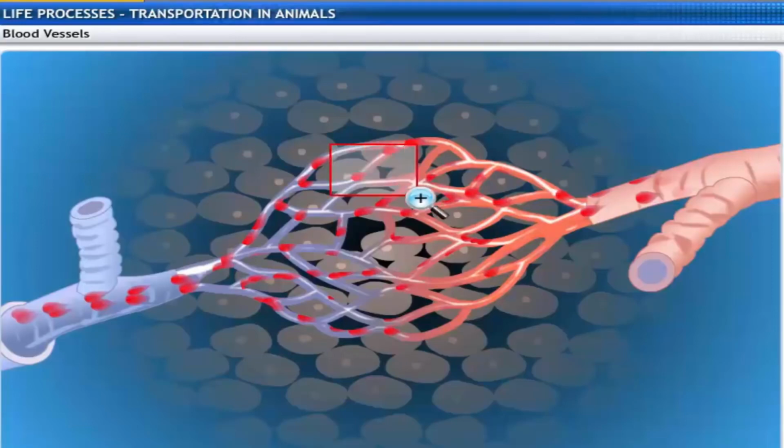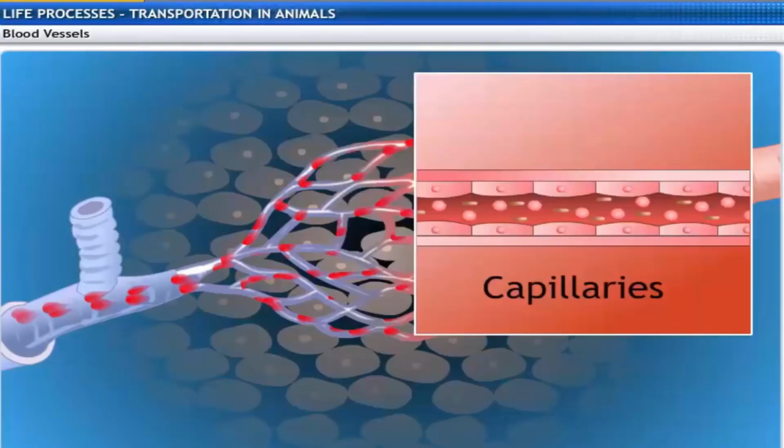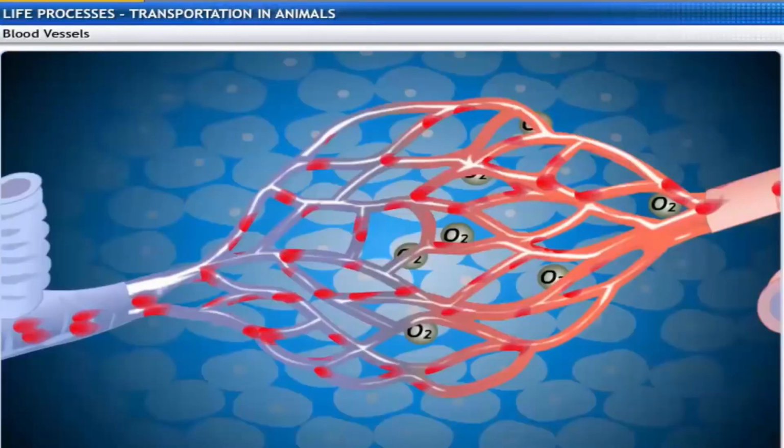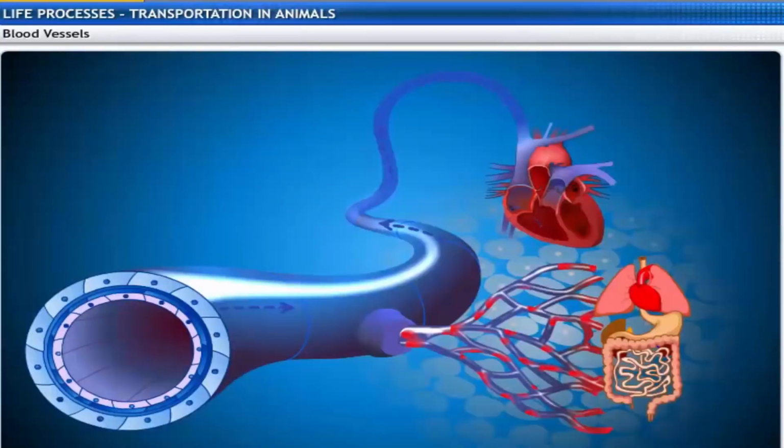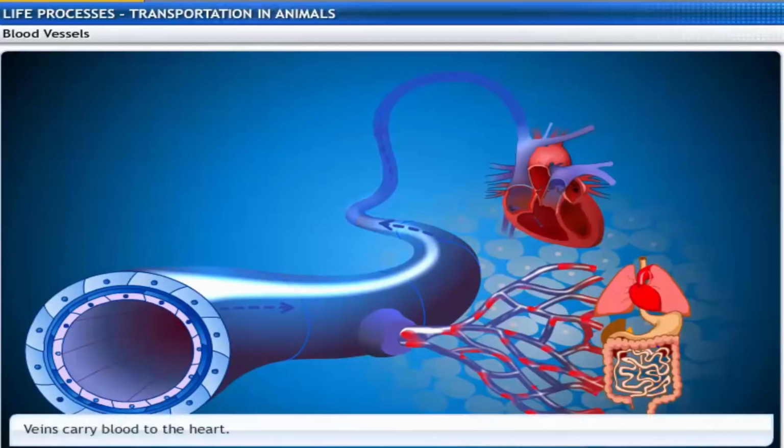The smallest vessels have walls which are 1 cell thick and are called capillaries. The thin walls of the capillaries allow oxygen and nutrients to pass from the blood into the tissues and waste products from the tissues into the blood. The capillaries then join to form veins that carry the blood away from the organ or tissue. Veins collect blood from different organs and transport it back to the heart.